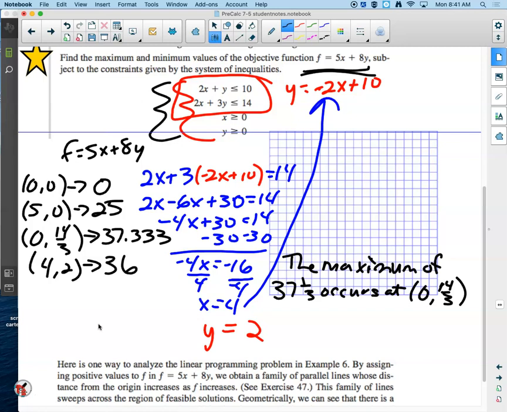Now, that could be bad news for people that work for this plant. Whatever it is that they're making, they're saying, well, we need to stop making X. X is costing us money. You know, we might have to lay some people off if we're not going to make X, but we're going to make 14 thirds of Y.